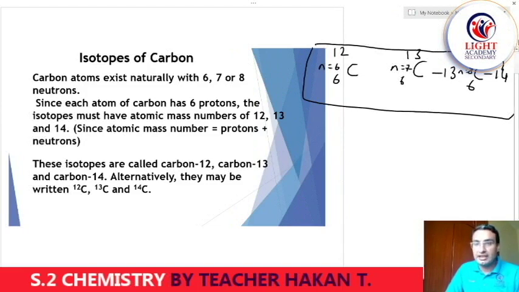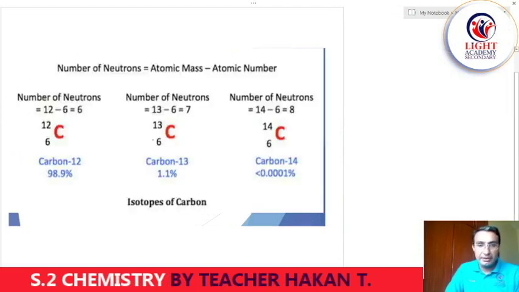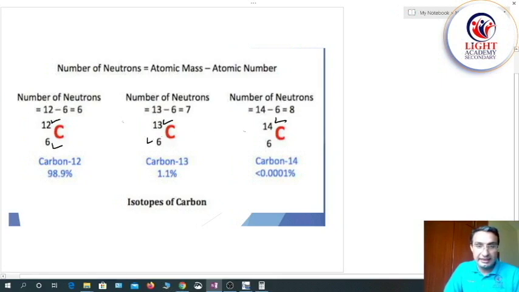Here I am going to explain it like this. In this picture you can see carbon with 12 atomic mass, carbon with 13 atomic mass, and carbon with 14 atomic mass. The atomic number is the same, 6, 6, 6. When we calculate, the number of neutrons is 6, 7, and 8. Here you may ask a question: what are these percentages, 98.9% and 0.0001%? Just think of it like this: these are called abundance.